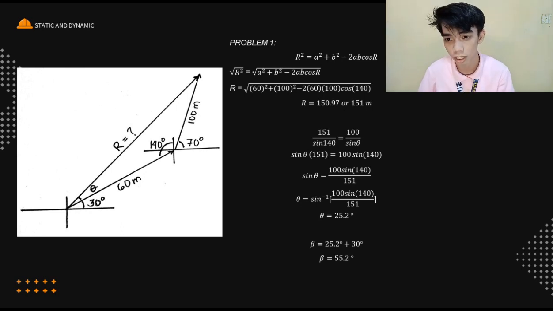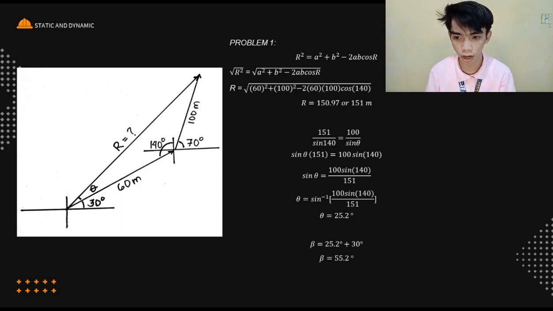Kaya po naging 140 kasi yung sa 70 degrees po ng 100 meters, sa kabila po ay meron 110. Then yung sa baba po na may 30 degrees ay adjacent po sa pangalawang arrow, kaya 110 plus 30 is 140. So, ang makukuha po natin resultant ay 150.97 or 151 meters.